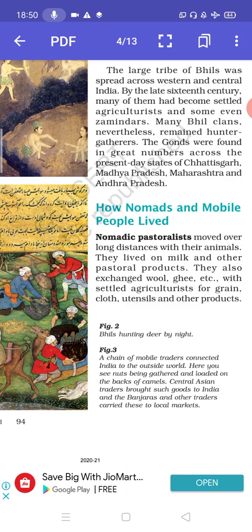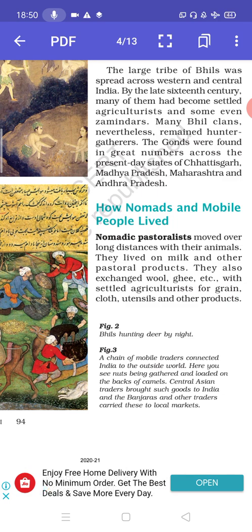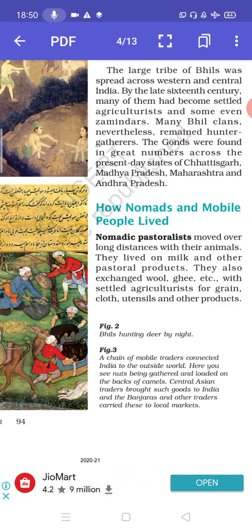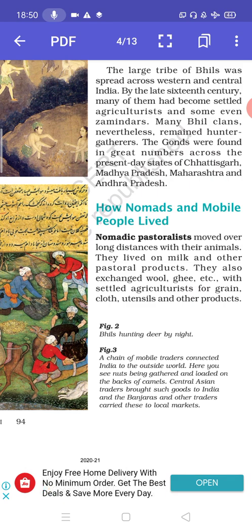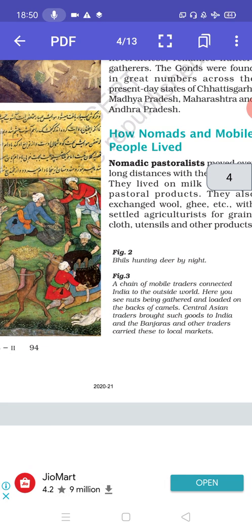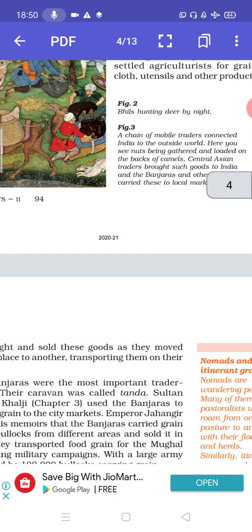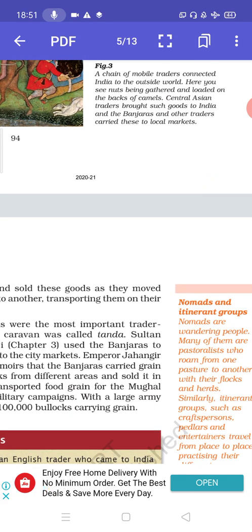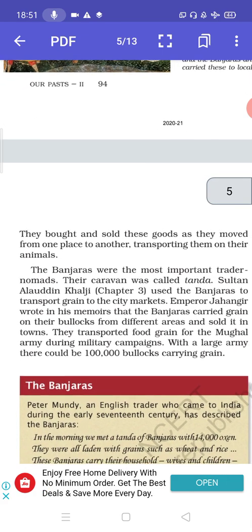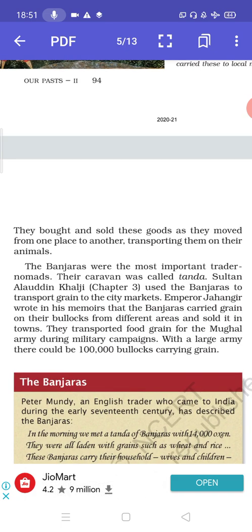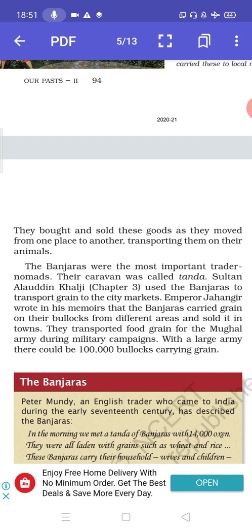And nomadic pastoralists means people who have animals which provide them with milk and other milk products. So they exchanged wool, ghee, etc. with the settled agriculturists, people who were living there permanently and practicing agriculture. From them they got the grains, clothes, utensils, and other products. And in turn they gave them wool, ghee, etc., something which comes from the pastoralists' animals. They bought and sold these goods as they moved from one place to another, transporting them on their animals. They resided at one place for some time, as I have told you, and then they moved on.